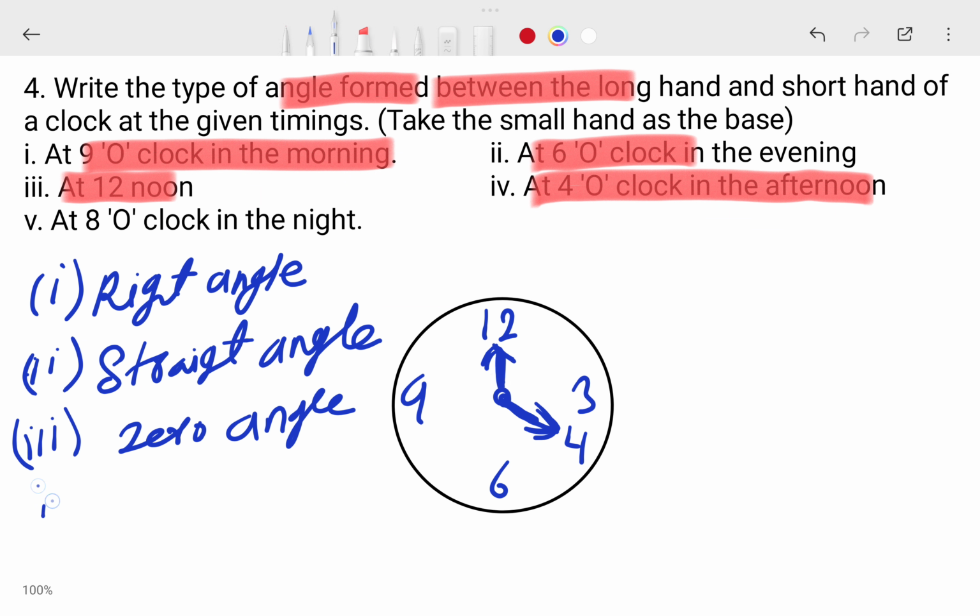So this is how the angle is formed. If you see, the angle is formed straight, but then it is moved like that. Okay, now what type of angle is it?